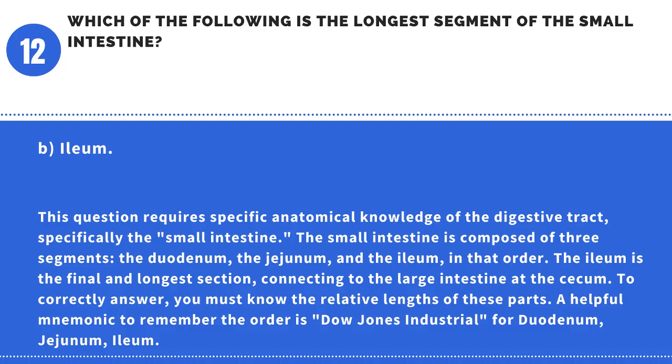The small intestine is composed of 3 segments: the duodenum, the jejunum, and the ileum, in that order. The ileum is the final and longest section, connecting to the large intestine at the cecum. To correctly answer, you must know the relative lengths of these parts. A helpful mnemonic to remember the order is Dow Jones Industrial for duodenum, jejunum, ileum.